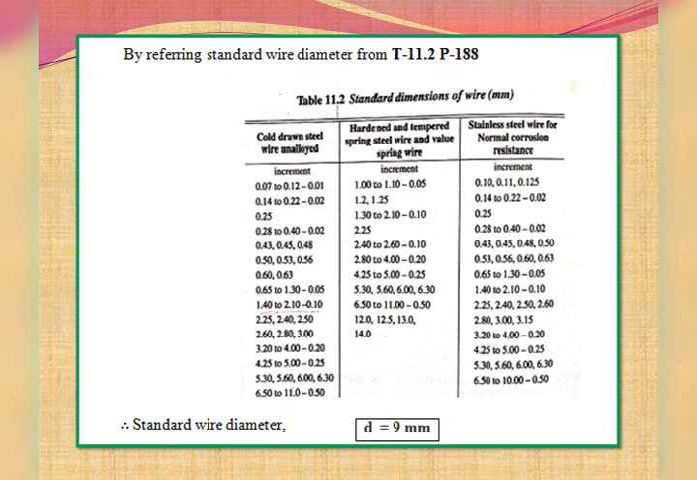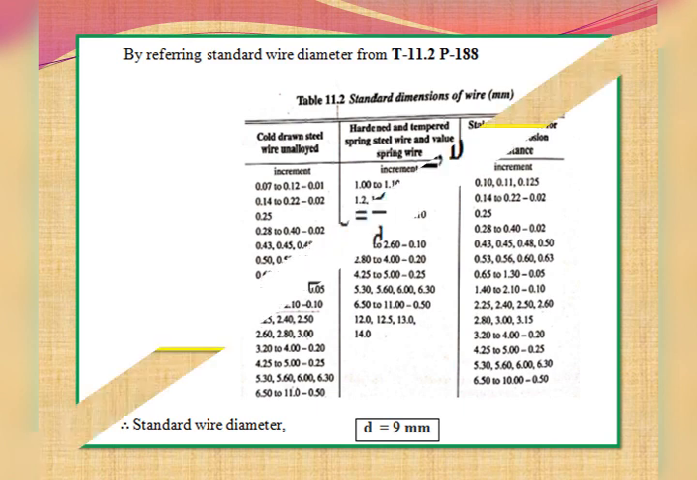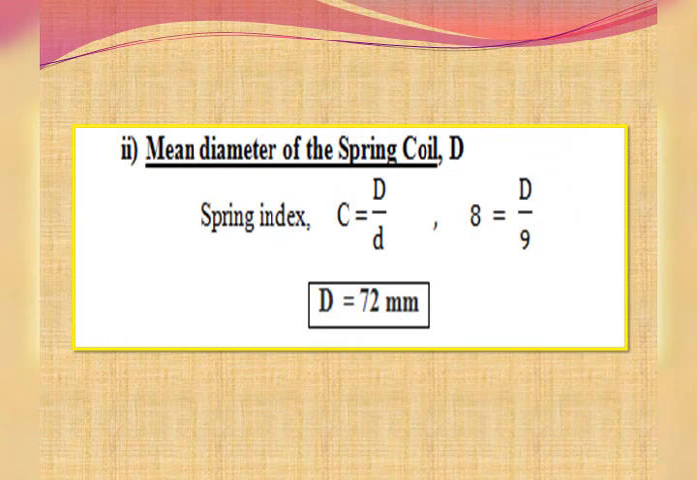Now we got the wire diameter, small letter d, equal to 8.67 mm, but it is not the final value. For the standard wire diameter, we are supposed to refer to Table 11.2, page 188. Here, for the range from 6.5 to 11 mm wire diameter, we go with an increment of 0.5, so either 6.5, 7, 7.5, like that. The value we have got is 8.67, so it is nearest to 9 mm. So I will finalize the wire diameter as 9 mm.